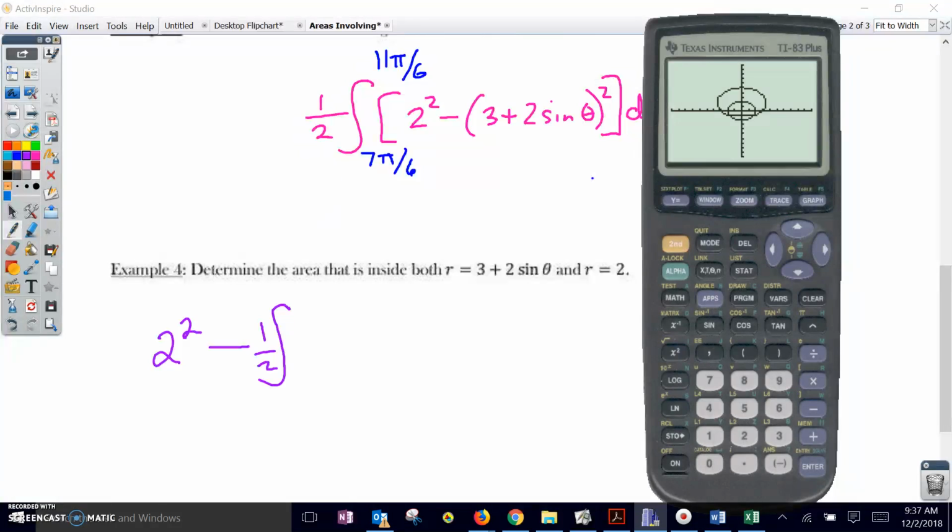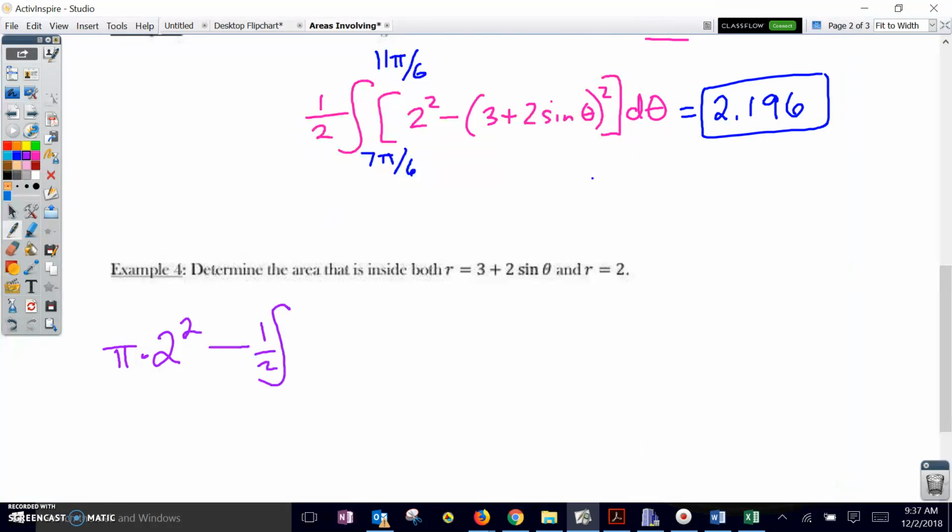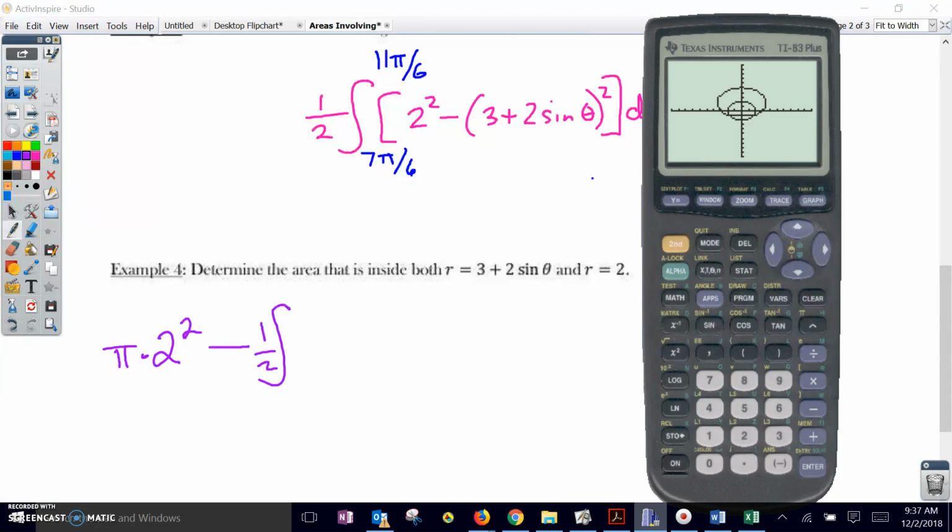Oh, area of a circle is not just the radius squared. It's pi times the radius squared. Haha. Hate it when my mind plays tricks on me.